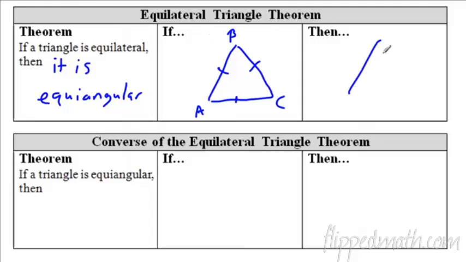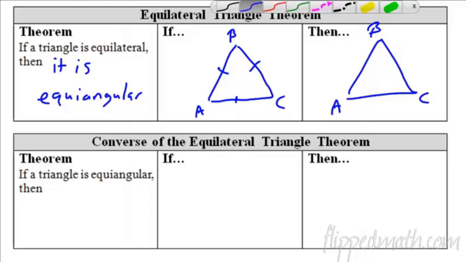If this is true, then what has to be true about ABC? Man, these are some sharp looking triangles here. If all the sides are the same, what do we know? All the angles are the same. So if I give you all the sides are the same, all the angles are the same.